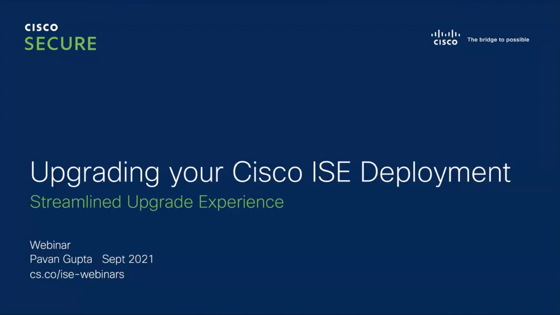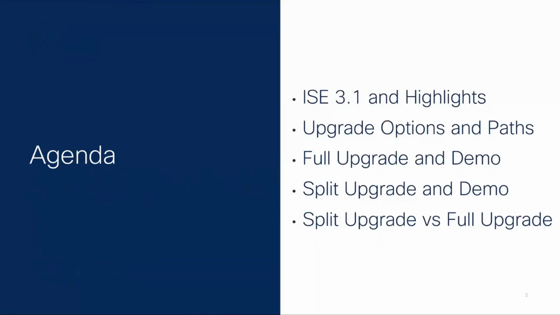Here is the agenda. We're going to go through ISE 3.1 and its feature highlights. Next, we're going to talk about the upgrade methods, options, and paths available for you to upgrade your deployment. Then we're going to discuss the full upgrade process in detail. And then we're going to take one of the ISE deployments and upgrade it to ISE 3.1 by demonstrating how we could upgrade with the full upgrade option.